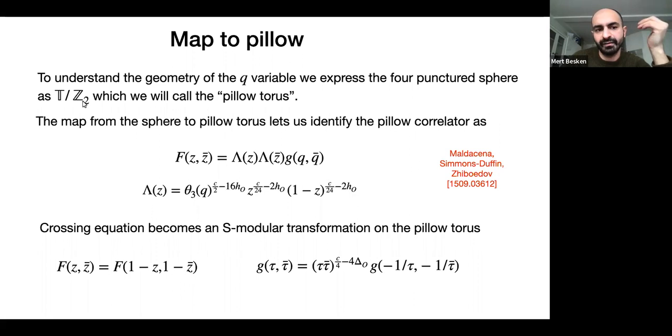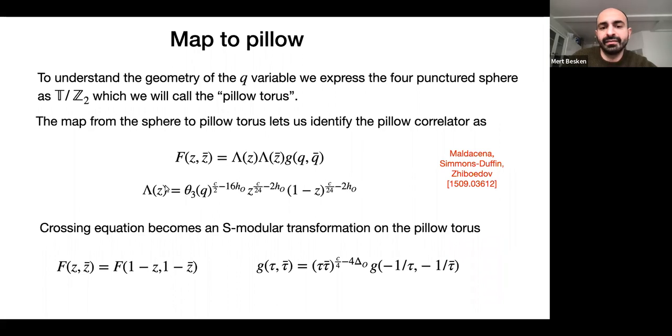That can be expressed as a torus modded by Z2, which we'll call the pillow torus, and there is a conformal map from this pillow torus to the 4-punctured sphere. Using that map and conformal symmetry, that relates your 4-point correlator to some correlator on the pillow geometry, which I'll show you in the next slide.